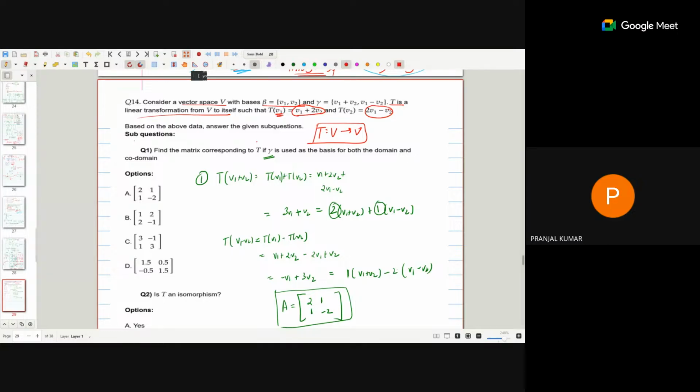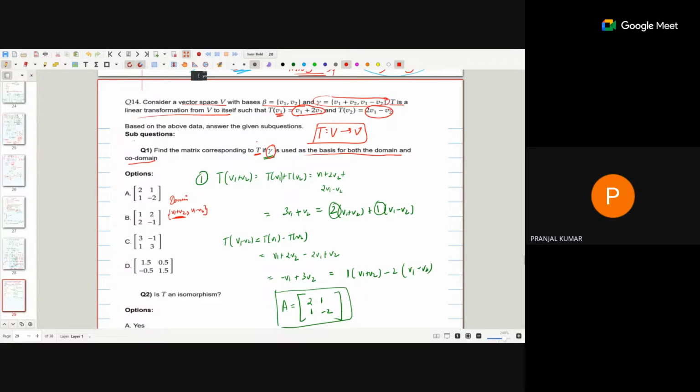So now they are asking, based on the above data, answer the given sub-question. Find the matrix corresponding to T if gamma is used as basis for both domain and codomain. So just pick out gamma. It is here. Now, both for domain and codomain. So what are your basis vectors? V1 plus V2, comma V1 minus V2. So what do we do first?